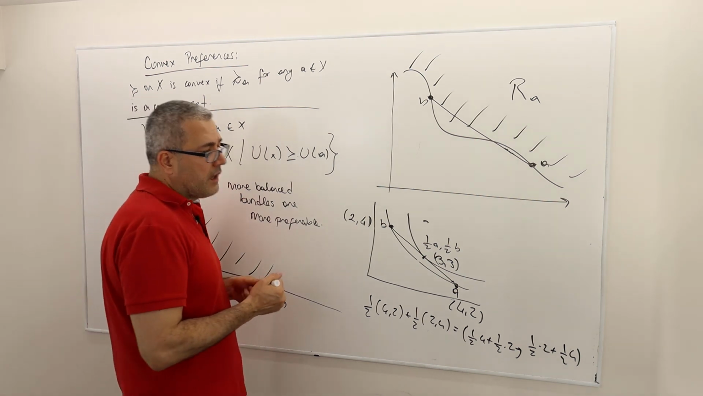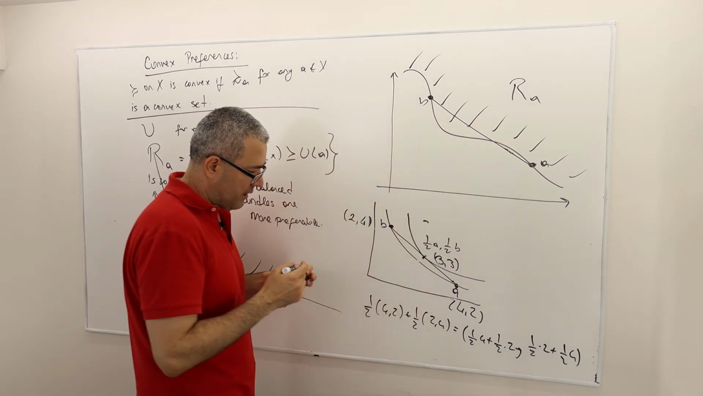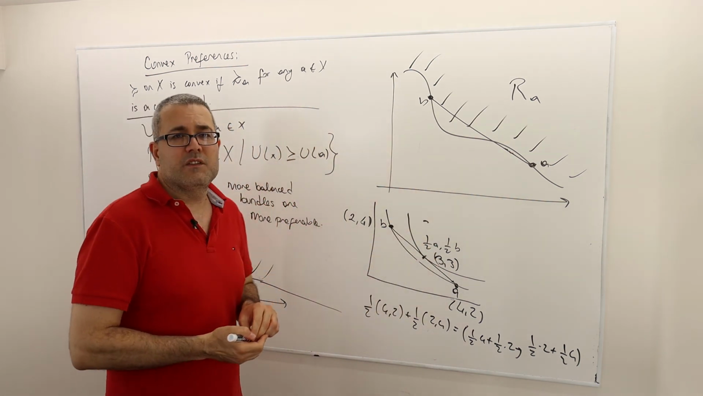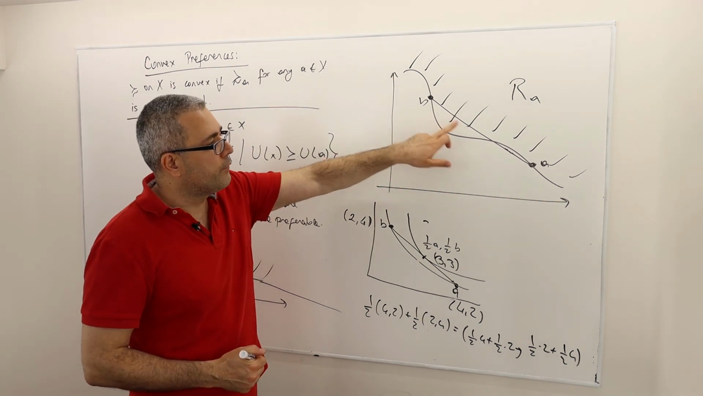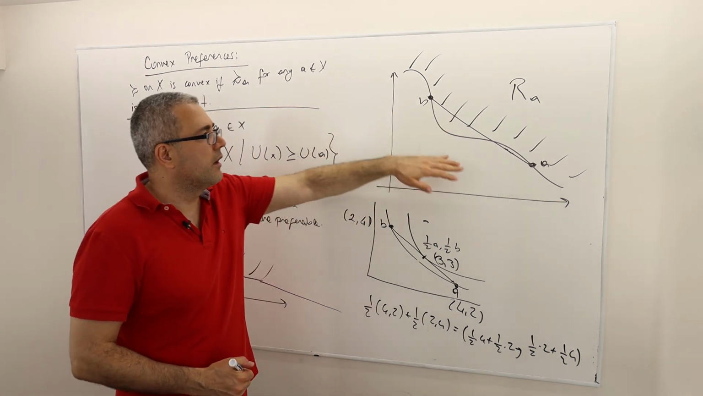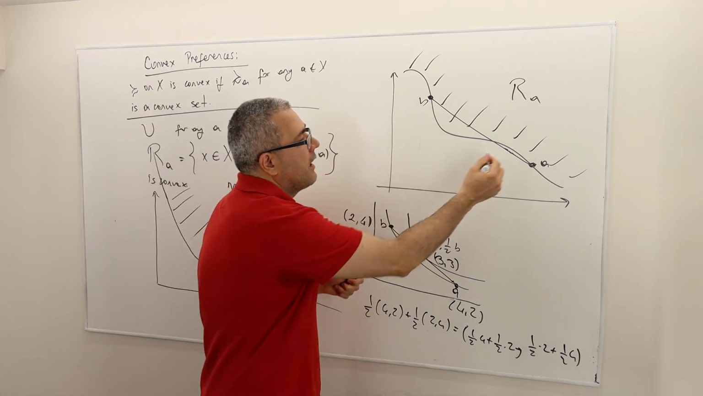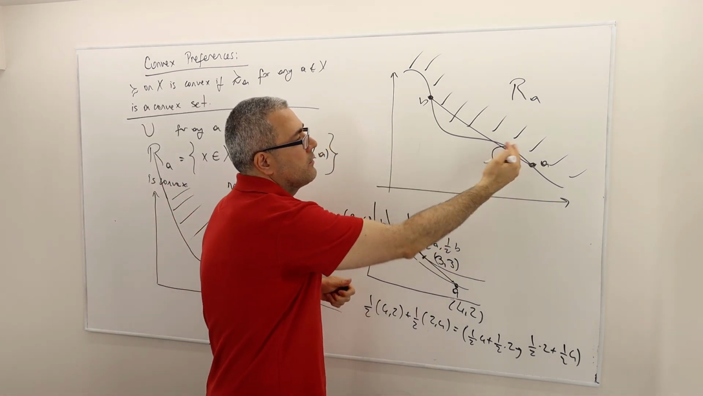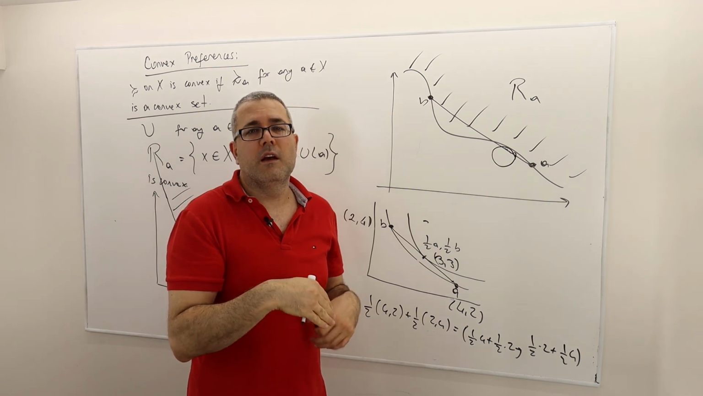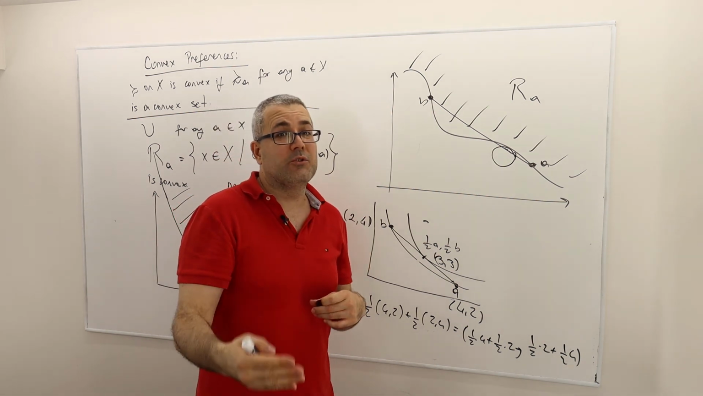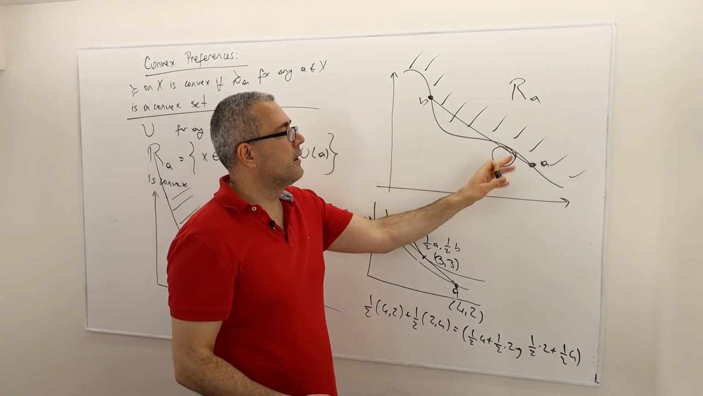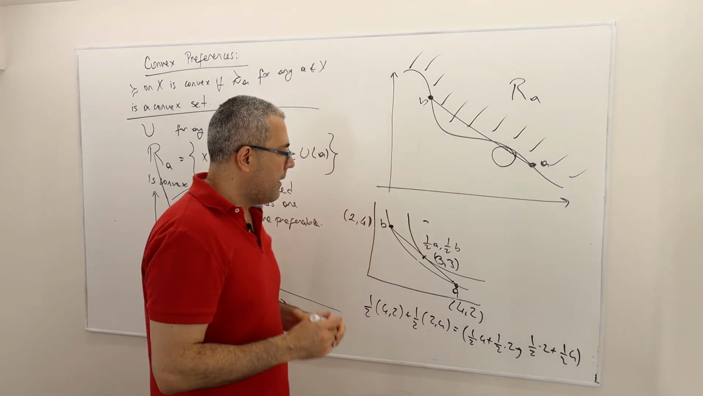If your preferences are not convex, as in this example, you can't really say that. Obviously, some points are more preferred, some points are less preferred, right? Because those points are not in the at least as good as set, and those points are therefore in the worse than set.